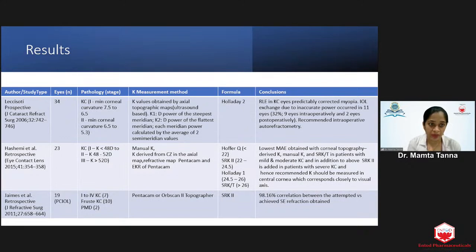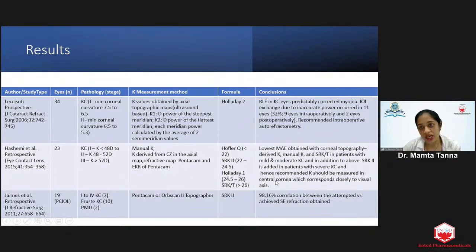Hashemi et al. is a retrospective study including 23 eyes. Manual K and K derived from Pentacam were used. According to the axial length, different formulas were used for eyes of different axial lengths. And the error obtained with this manual K was very small for mild and moderate cases, and even in severe cases. Hence, it recommended that K should be measured in the central cornea, which corresponds closely to the visual axis.